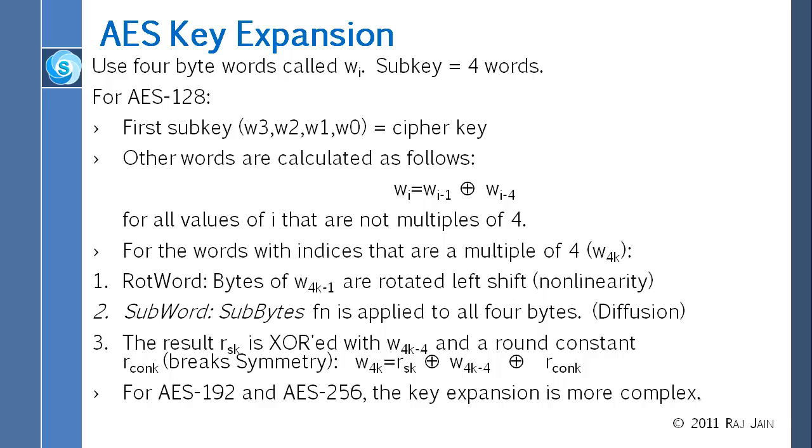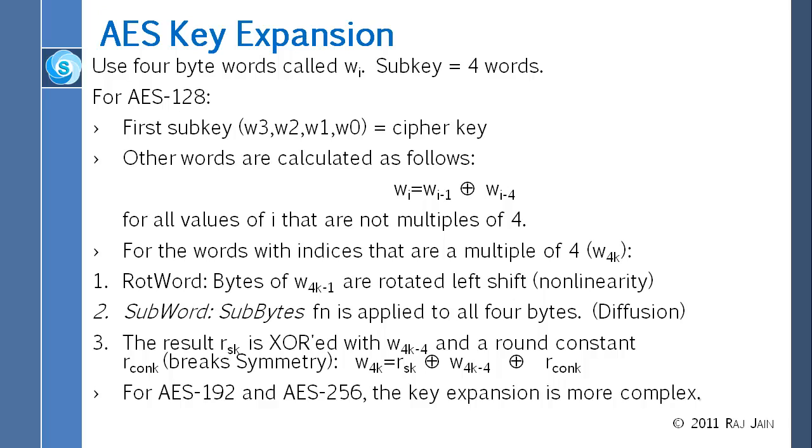Actually, it also becomes a round number because in every round you have 4 words, and if you keep writing them, they will become the keys for the first round, second round, third round, fourth round, and so forth. So it works out the same way. For the word numbers which are a multiple of 4, that is word number 4, 8, 12, and so on, they are done by 3 steps.